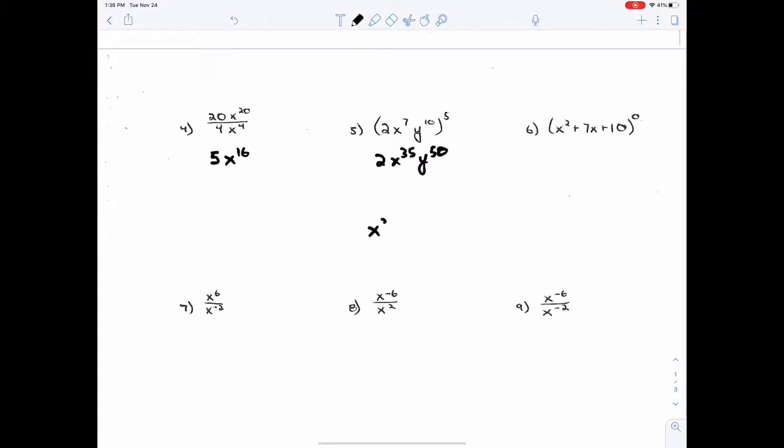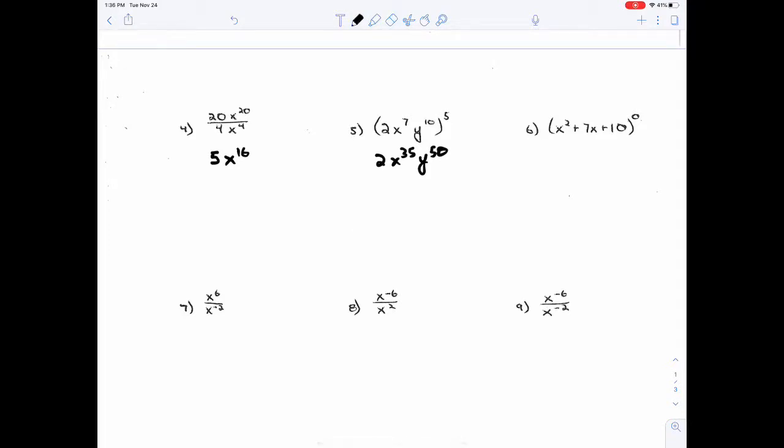x to the third, y to the seventh, z to the 10th, all raised to the 7th power. How many things do you have to distribute that 7 to, the exponent 7? Well, you have to give it to 3 things. There's the x to the third, the y to the 7th, and the z to the 10th. Okay, in which case, let's go back to the problem we're looking at right now.